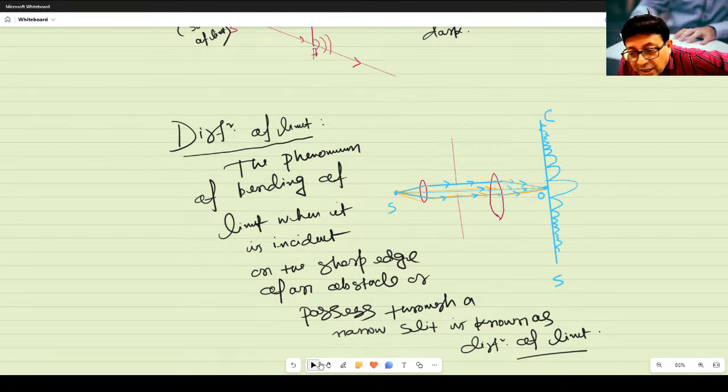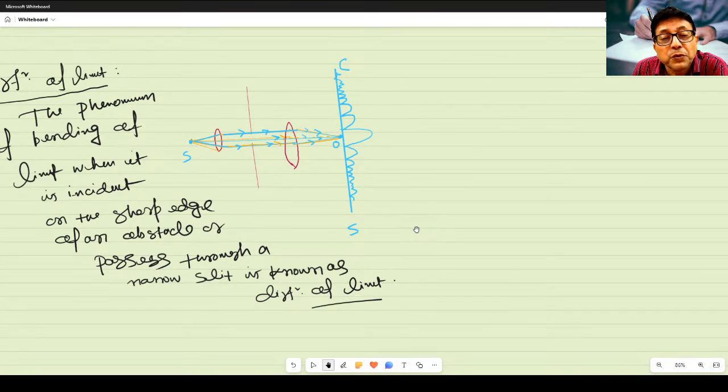We will be discussing Fraunhofer's diffraction pattern. There are two types of diffraction pattern. One is Fresnel's diffraction, the other one is Fraunhofer's diffraction. We will be discussing Fraunhofer diffraction at a single slit.